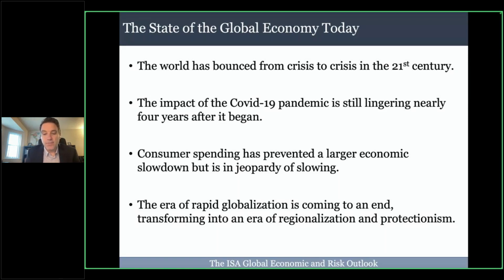Some of the factors that emerged from the pandemic are still impacting the economy today. One positive, and we'll be talking about this in the coming minutes, is that consumer spending has prevented a larger economic downturn. The economy has been boosted by robust consumer spending. And at the same time, we're going to be talking about how the era of rapid globalization is coming to an end, transforming into something more akin to a system of regionalization, with rising levels of protectionism. So much to get to.